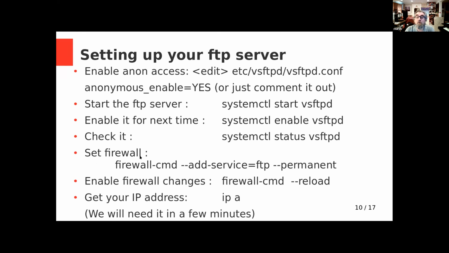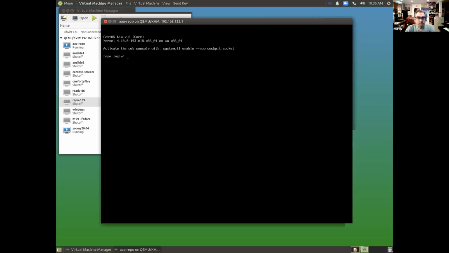Then we're going to set our firewall up so that FTP traffic is allowed through the firewall. So we're going to do firewall-cmd --add-service=ftp, and then --permanent. That'll make the changes happen. If we were to not put permanent, it would change it for now, but then the next time you reboot it, it would go back. So we're going to put permanent. And then we're going to enable those firewall changes by doing a reload. And then we can check our IP address, but I'm pretty sure it's 175. I'll double check, make sure. So I'm going to go through all of these steps now.